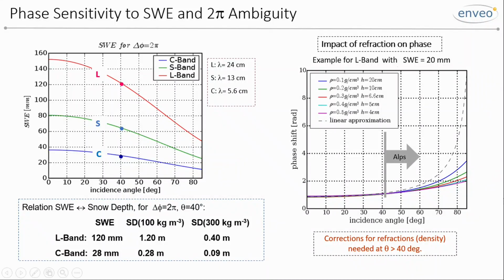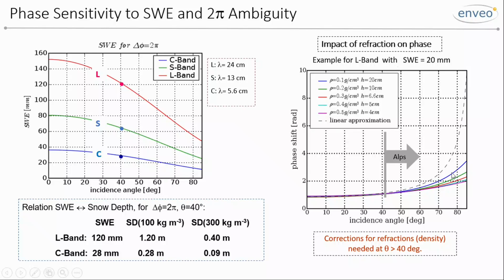When we look a little bit at these approximations, we see up to 40 or even 45 degrees, we have no density dependence. So this is very nice. So this is now the difference, again for L band with SWE of 20 millimeters, assuming a density in the correct formula from 0.1, so fresh snow, to very, very dense snow.